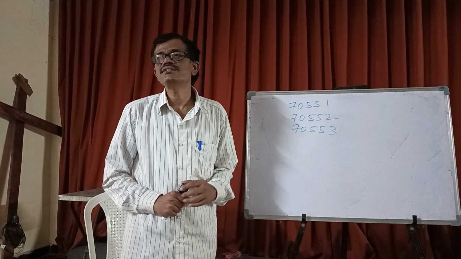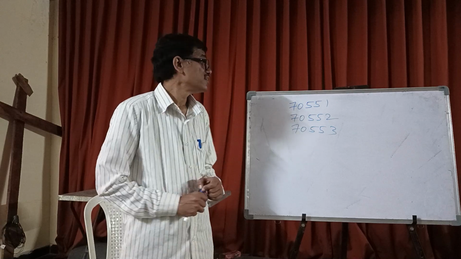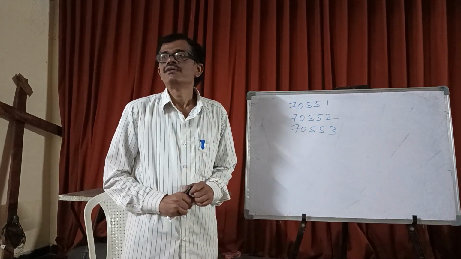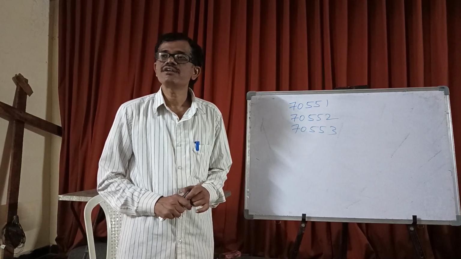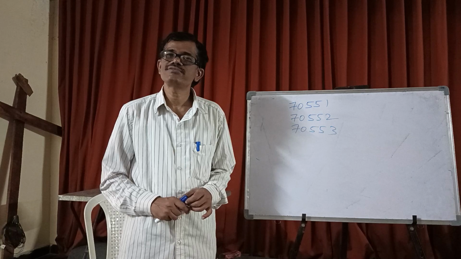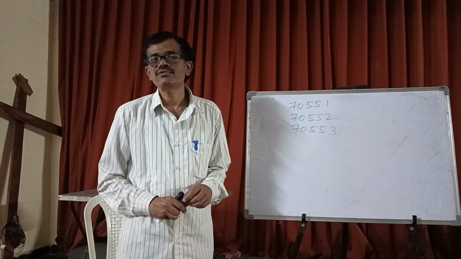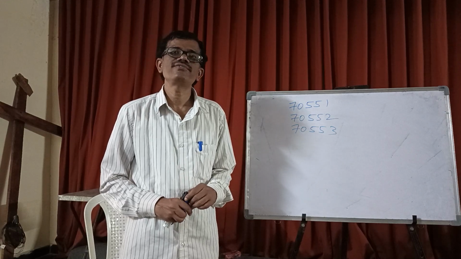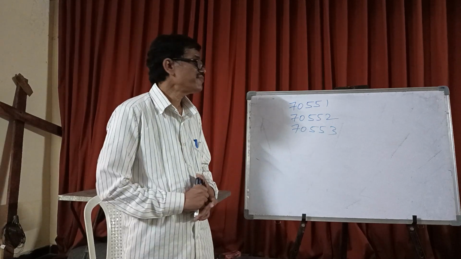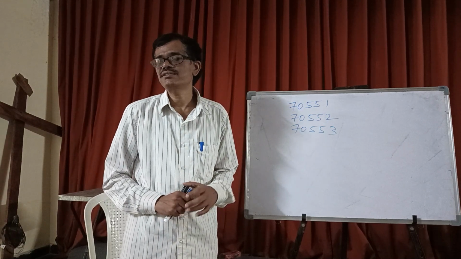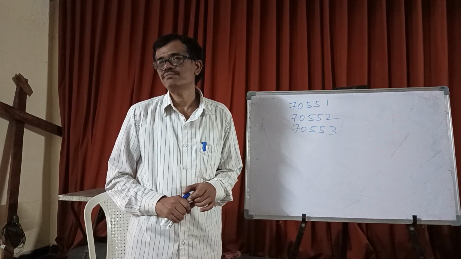MRI, magnetic resonance imaging of the brain. Head or brain, can you read out? 70551. Yes, magnetic resonance imaging brain. MRI scan of the brain without contrast is 551. With contrast is which number? 552. Magnetic resonance imaging of brain with contrast materials. Then 553: magnetic resonance imaging of brain without contrast followed by with contrast materials.